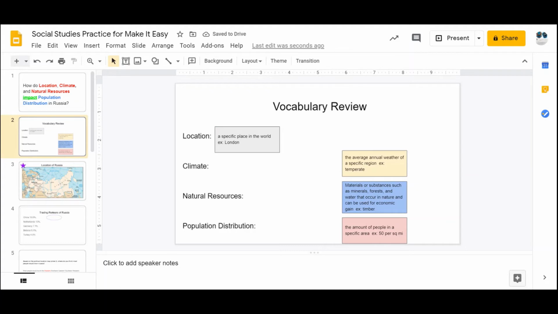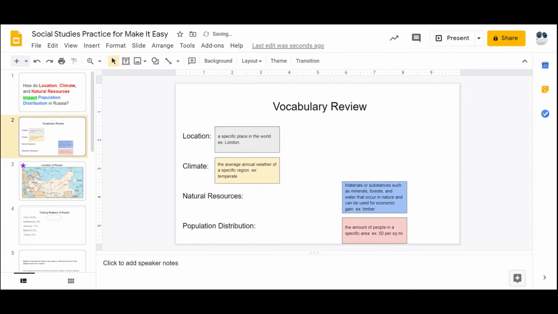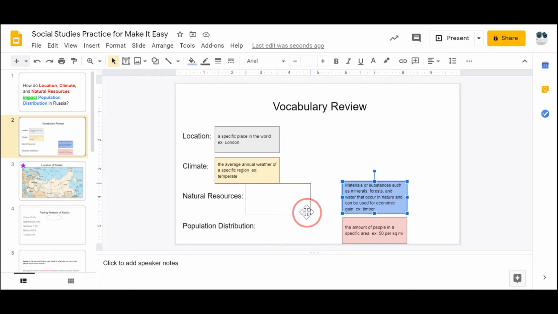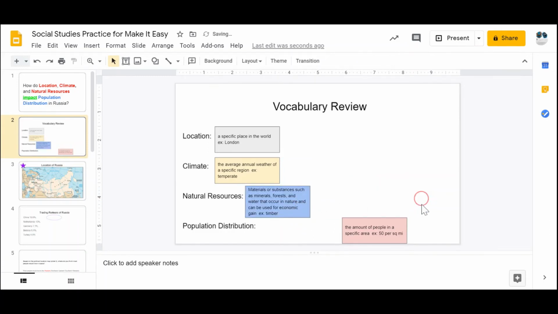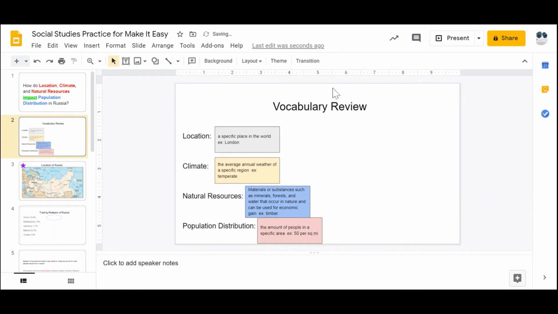Okay. Now, the average annual weather of a specific region, example temperate. That is climate. Materials or substances such as minerals, forests, and water that occur in nature and can be used for economic gain. Example, timber. Okay, so that is definitely a natural resource. And lastly, the amount of people in a specific area. So that is definitely population distribution. So this is our vocabulary review.